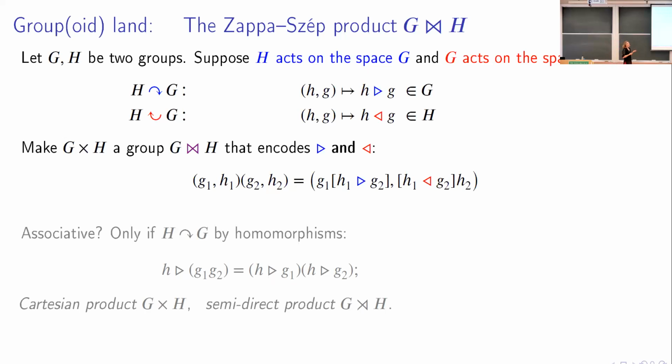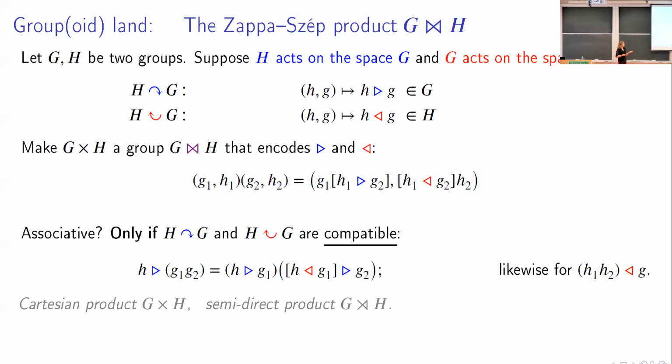Again, the question is, when is that actually a group? So when is this multiplication associative? This time, instead of acting by homomorphisms, I need to act compatibly. These two actions need to be compatible in the sense that if H acts on a product, then it's the same thing as acting on the first component, and then this changed variant of H acting on the second component. And you need the same for the other action, right?